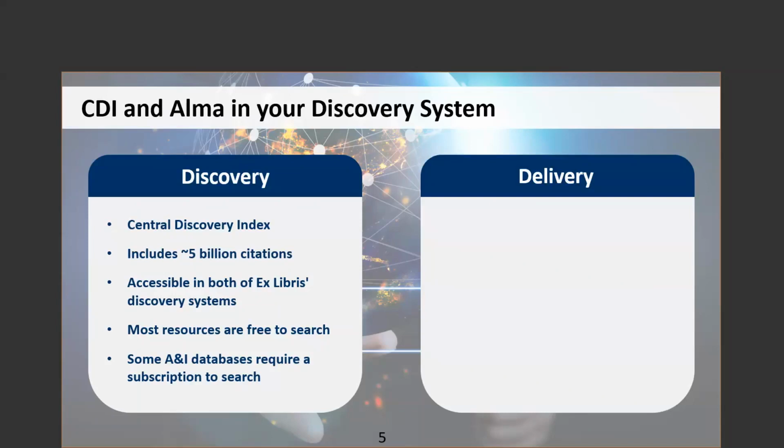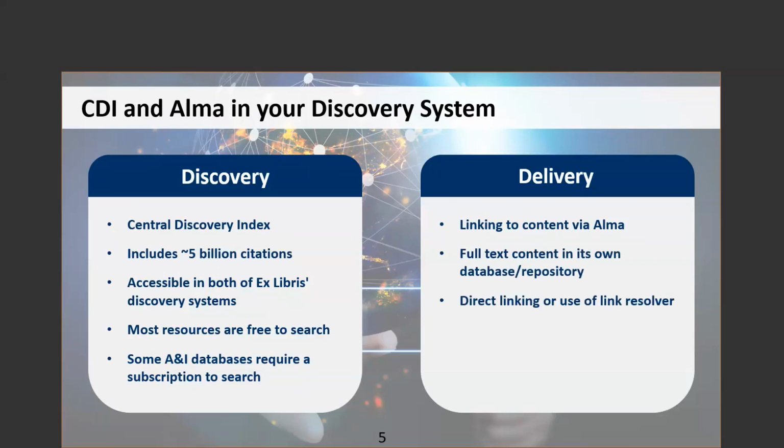So in terms of the delivery piece, then there's the configuration in Alma that handles the linking to the actual electronic content itself. So this may be the full text of articles in e-journals, in ebooks, other research outputs and data, open access content, etc. Each citation itself in the CDI collection is going to provide information on how to actually get the content, so how you're actually getting to the full text.